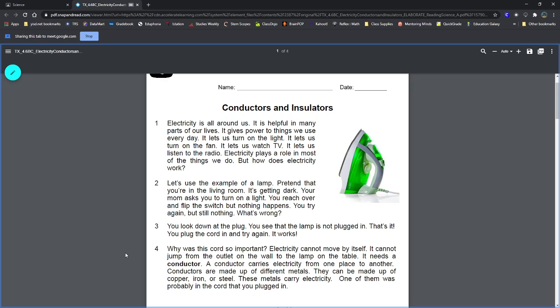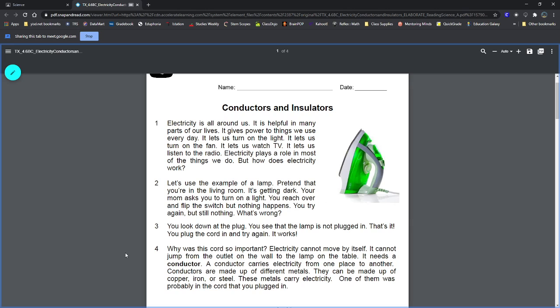But how does electricity work? Let's use the example of a lamp. Pretend that you're in the living room. It's getting dark. Your mom asks you to turn on a light. You reach over and flip the switch, but nothing happens. You try again, but still nothing. What's wrong? You look down at the plug. You see that the lamp is not plugged in. That's it. You plug the cord in and try again.